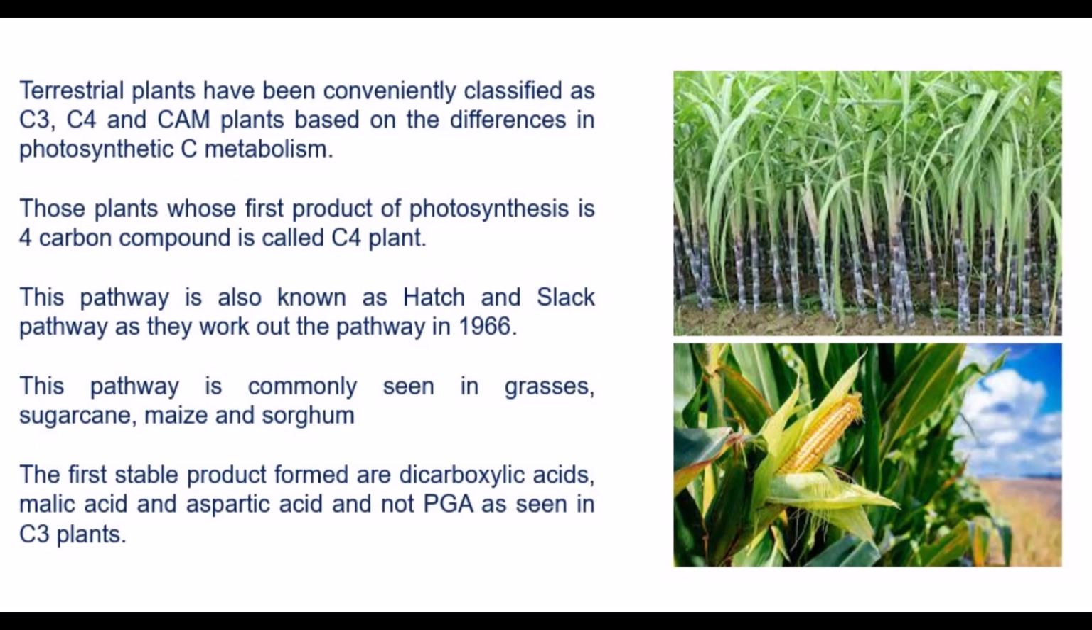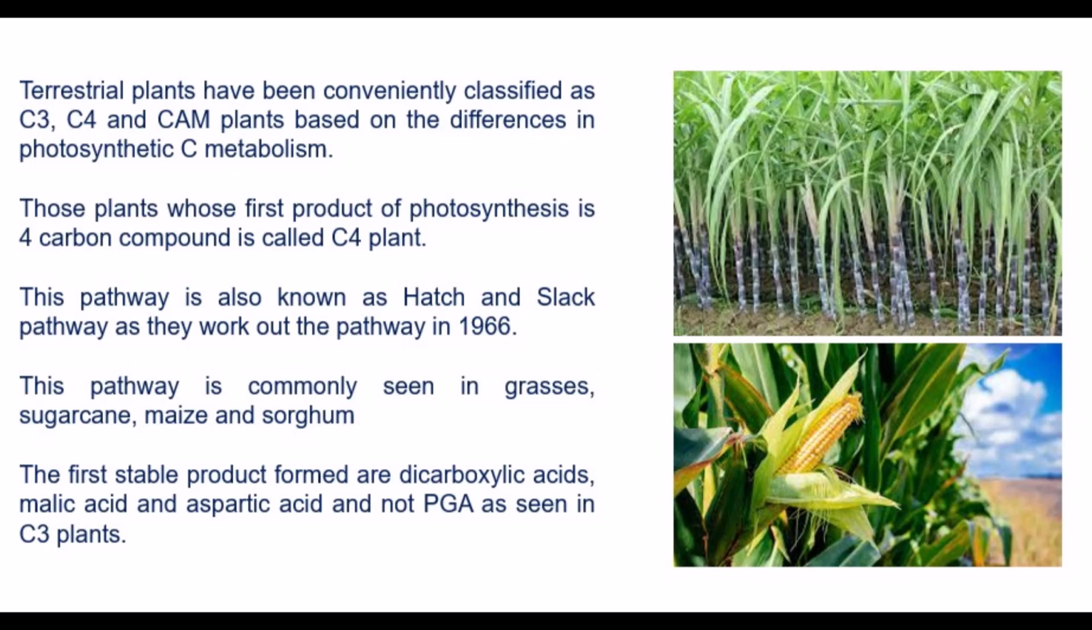This pathway is also called the Hatch and Slack pathway because for the first time Hatch and Slack found the C4 products in sugarcane plants in 1966. This pathway is commonly seen in grasses, maize, and sorghum. The first stable compounds formed are the dicarboxylic acids, namely malic acid and aspartic acid, unlike in C3 plants where phosphoglyceric acid is the first stable compound.